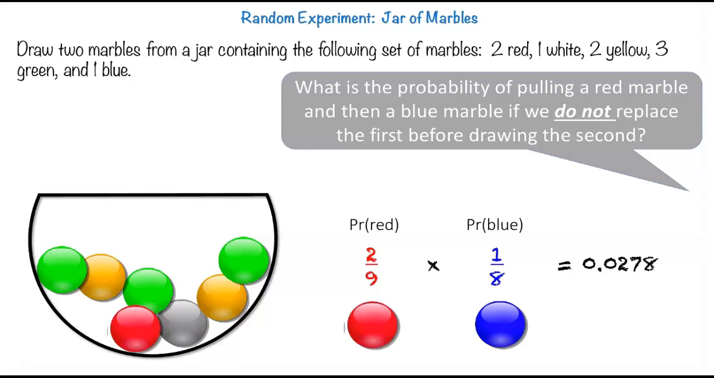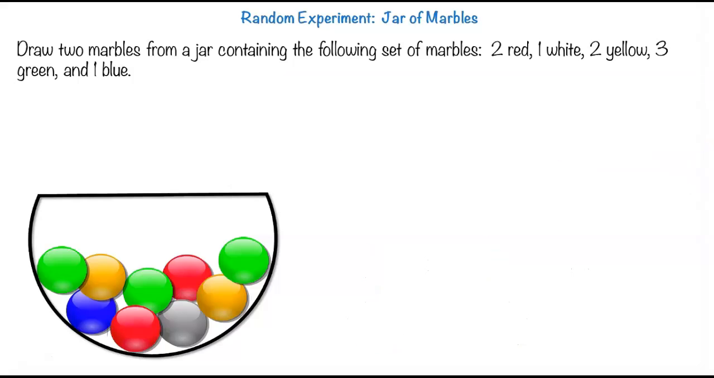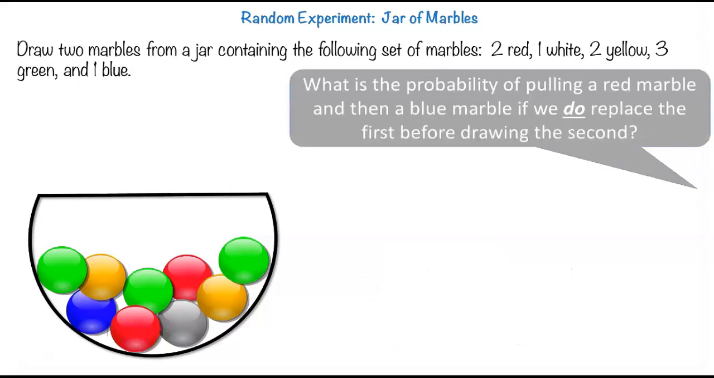Now let's look at this situation a little differently. This time, let's find the probability of pulling a red marble and then a blue marble if we do replace the first marble before drawing the second. We start the exact same way. The probability of pulling a red marble is 2 out of 9. There's 2 possible red marbles to choose from, and there's 9 marbles total.